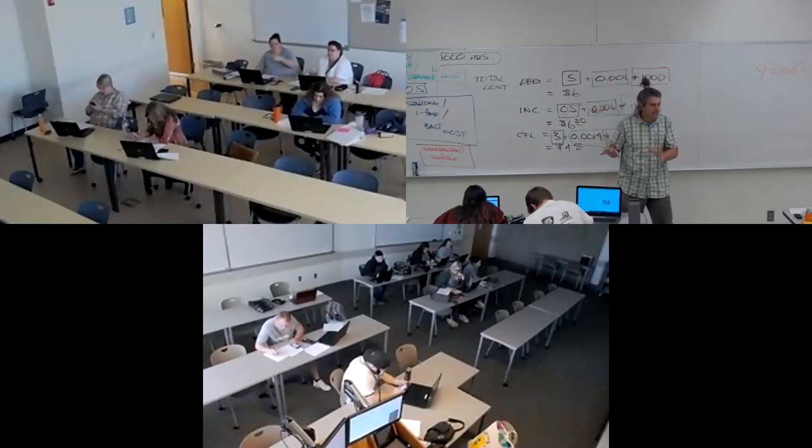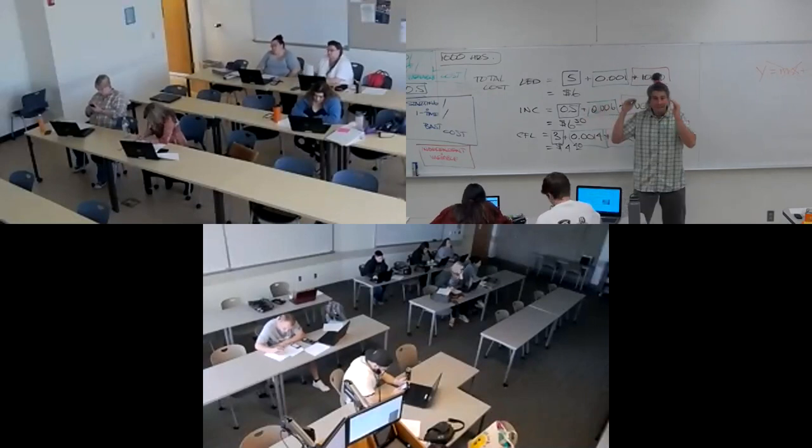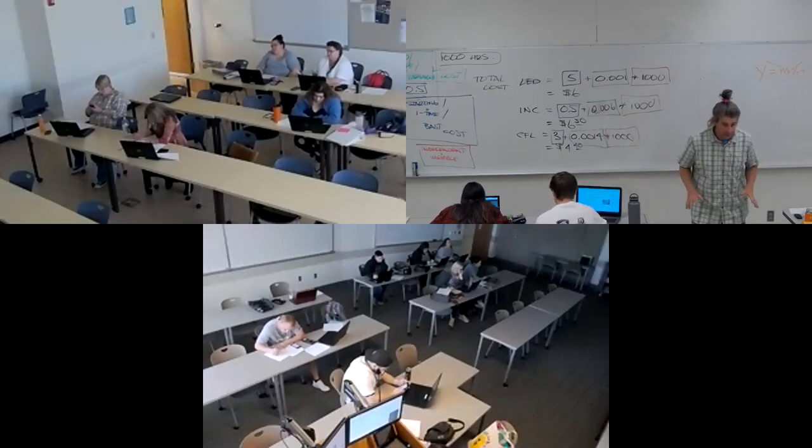Linear models are all the same. You've got a variable cost times a variable plus a fixed cost. Every single one of them looks like that. Now, what this is not is an algebra class. I never want this to be an algebra class.